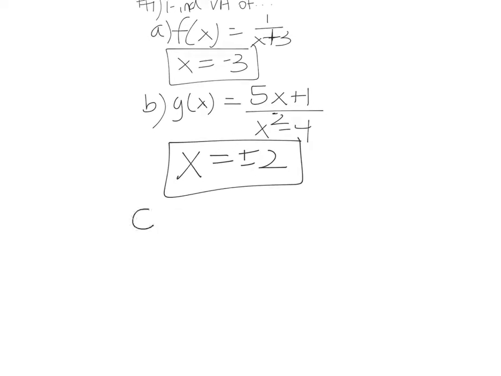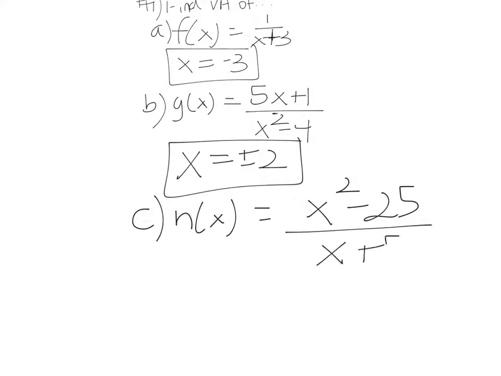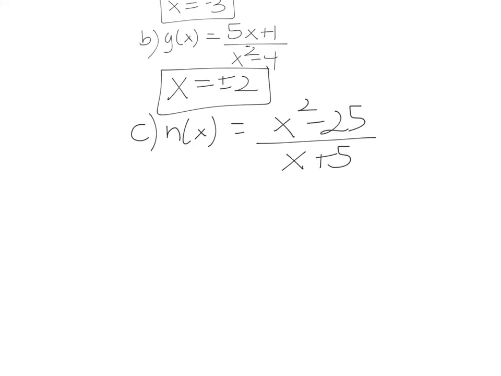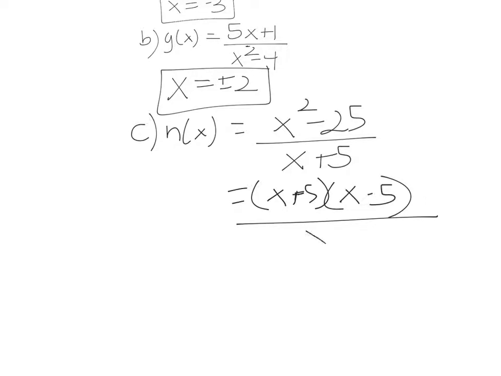Okay, how about this one? h of x is equal to x squared minus 25 over x plus 5. Now here's the one that you have to be careful about, okay? You cannot just simply write x equals negative 5 is your vertical asymptote, because that would not be true. You can factor the numerator as x plus 5 and x minus 5, and the denominator has an x plus 5. So what happens is you can remove this.